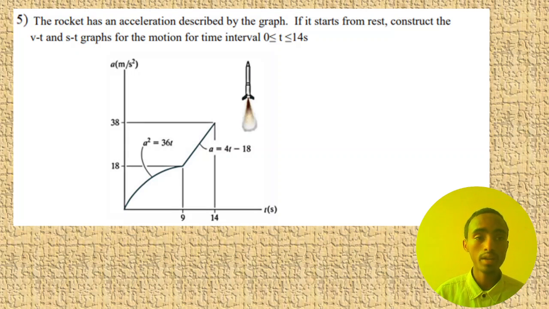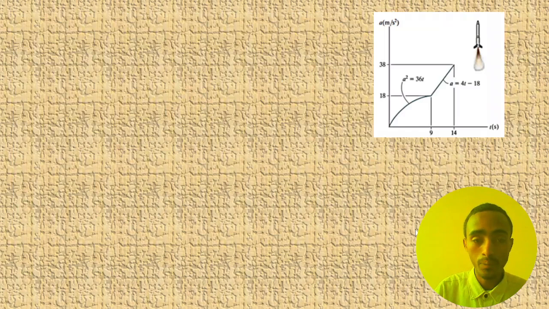Here we are given the acceleration versus time graph from time t = 0 up to 9 in one phase, and from t = 9 up to 14 in the other phase. Then we can construct the velocity versus time graph and the distance versus time graph by using the concept of the time derivative of vectors.